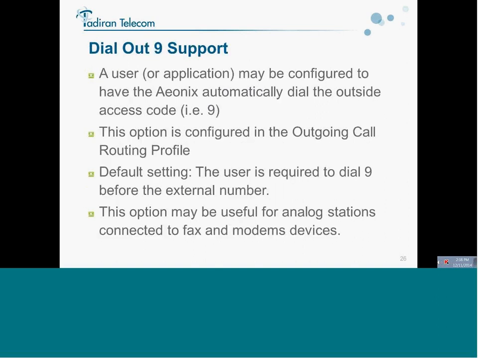Support. A user may be configured to have the Aeonix automatically dial the outside line access code. Normally, you always have to dial 9 and the outside number. But on a per user basis or per sub-profile basis, you can specify that you don't want the user to have to dial 9, so they'll just dial the digit phone number.